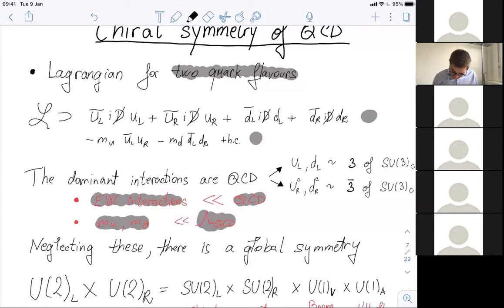One should note that there are two left chiral fields, which are triplets of SU3 color, and two right chiral fields, which are anti-triplets. So we have two triplets and two anti-triplets. Now, when I put the charge conjugate, all of these fields are left chiral fields, which means I can do a global symmetry. I can rotate left chiral fields independently from the right chiral fields.